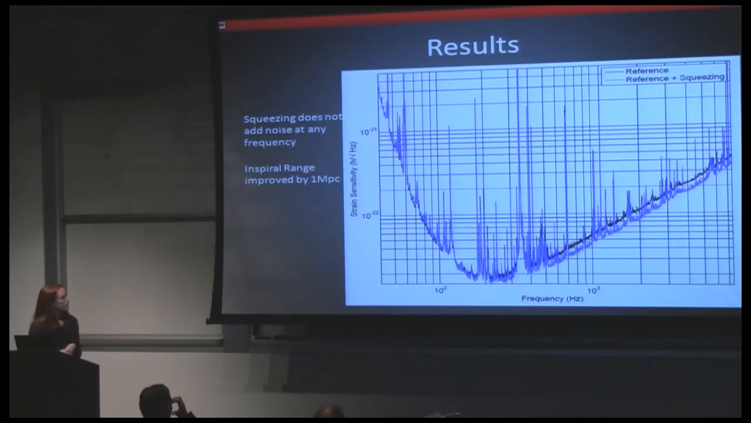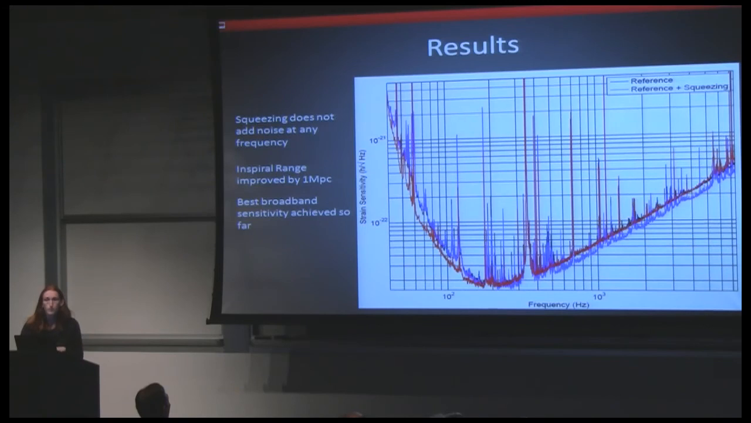So here's one of our results. The black trace shows you the sensitivity without squeezing, and then the blue trace is with squeezing injected. The first thing to notice is that there's no frequency in this plot where we added noise to the spectrum. Also, of course, at high frequencies, we improve the sensitivity. So the in-spiral range between the black trace and the blue trace is improved by about 1 megaparsec. The in-spiral range is heavily weighted towards low frequencies, so all of that improvement came from below 1 kilohertz.